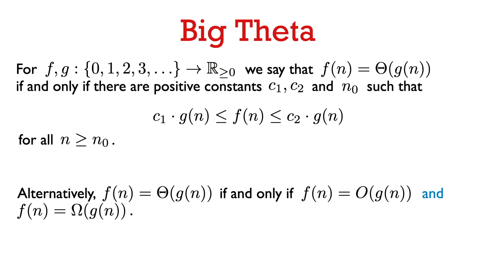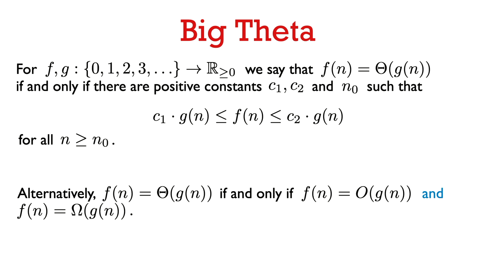For two functions, f and g, if there are positive constants c1 and c2, and an n naught, such that f of n is both at least as large as c1 times g of n, and at most c2 times g of n, for all n greater than or equal to n naught, then we say that f of n is big theta of g of n. In other words, for large enough n, f of n and g of n are within constant multiplicative factors of each other. Another way to put this is that f of n is big theta of g of n if and only if f of n is both order g of n and omega g of n.